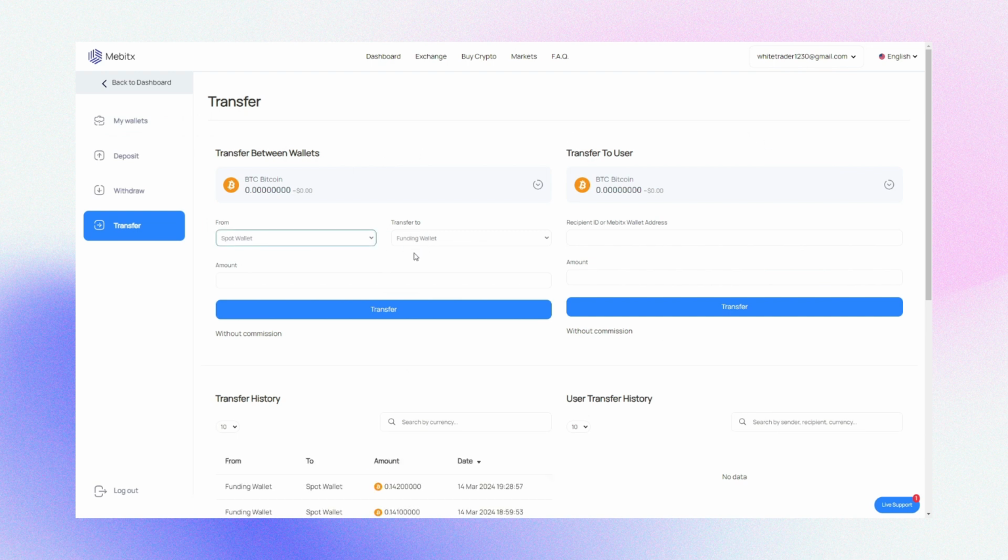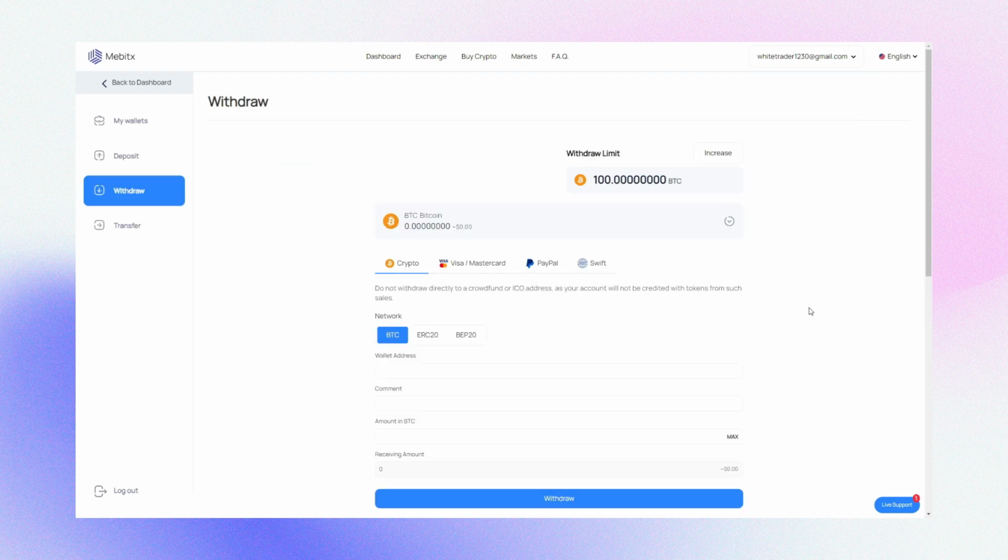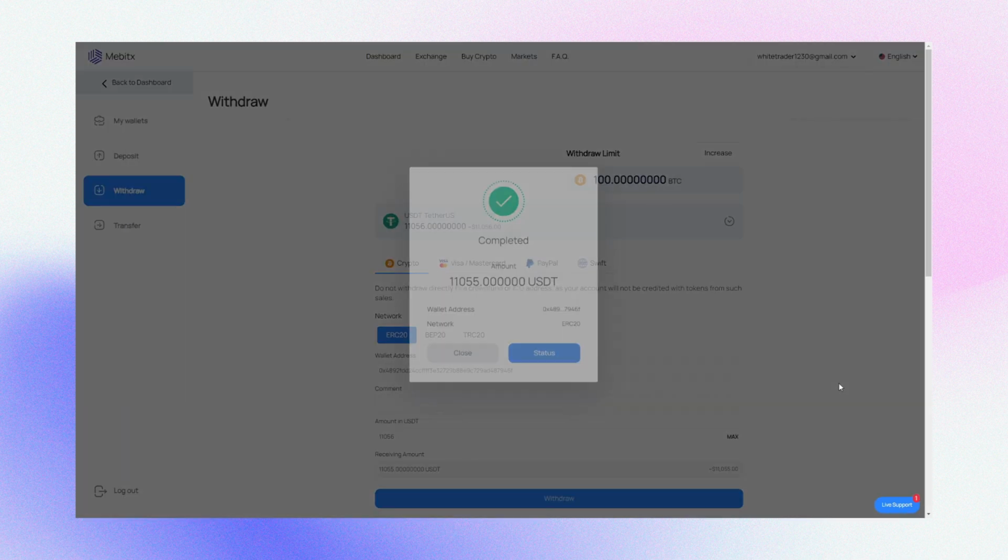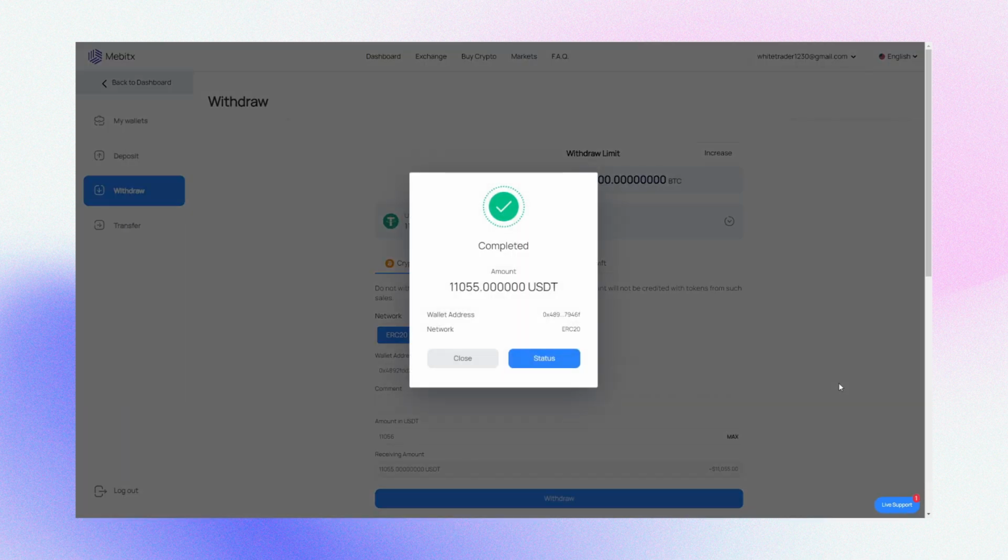After that, we need to transfer the USDT from the spot wallet back to the funding wallet and then withdraw our money. After a successful transfer, we need to go to the Withdraw tab and select USDT here and then enter our wallet address and the amount we want to withdraw. Great! I have successfully withdrawn USDT to my wallet. Usually the money comes in 10 minutes.